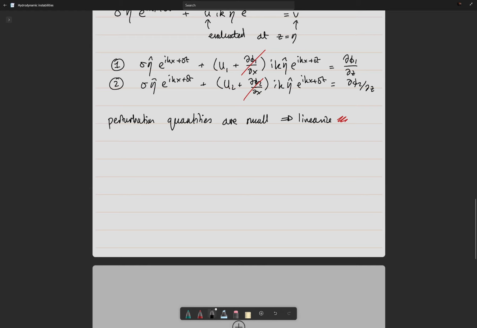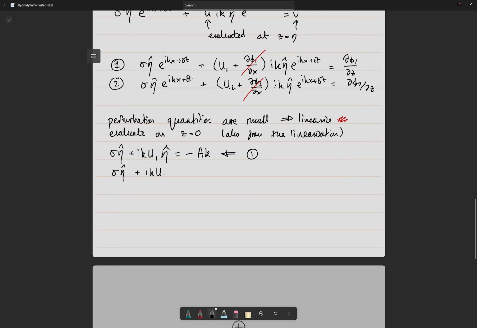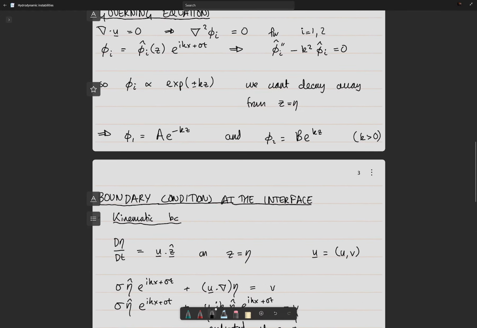Okay, so what do these kinematic boundary conditions finally give us? Well, everything is proportional to e to the ikx plus sigma t, thankfully, and we just end up with sigma eta hat plus ik u1 eta hat is equal to minus ak. The other thing that we do is we evaluate on z equals 0, and that's also from the linearization. Because if you take a Taylor series of these exponentials, we just want the leading order term, which is at z equals 0, and not any contributions from z equals eta. So this comes from 1, and we also then have sigma eta hat plus ik u2 eta hat is equal to bk, and this comes from 2. Just subbing in the form for phi that we derived up here. Sorry, these should be hats.